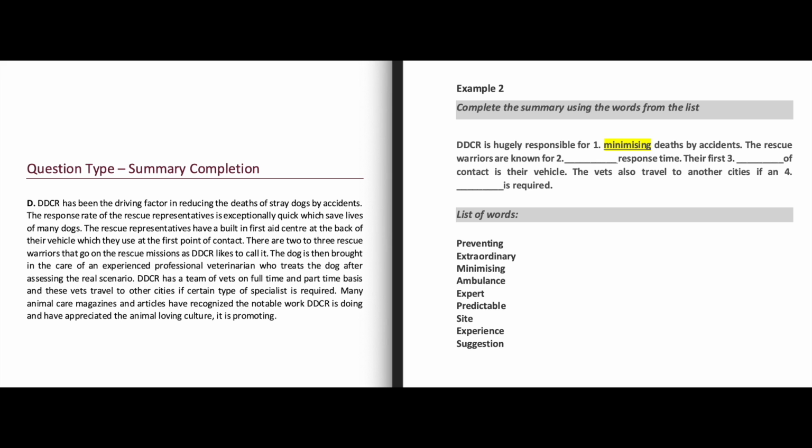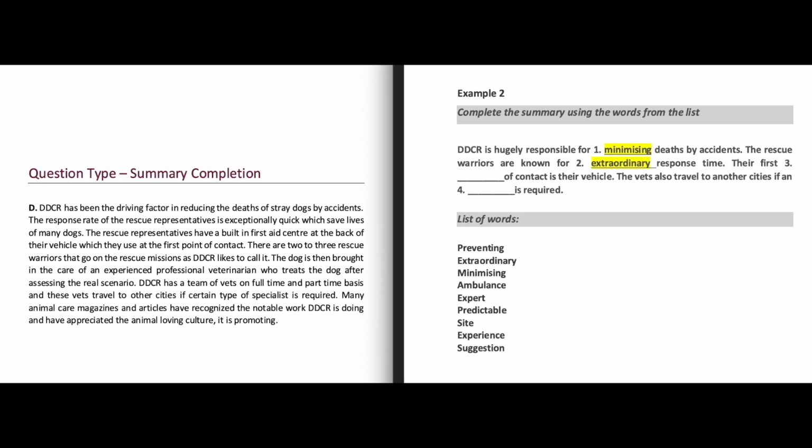Similarly, if you look at the second line, it says the rescue warriors are known for dash response time. So now we know that they have an exceptionally quick response time. So we have to look for a meaning which is similar to exceptionally. So if we go through the list, first one was preventing. So no, this could not be the correct answer. Second is extraordinary. Well, that's correct, because extraordinary does mean exceptional. Yes, the second blank would be extraordinary. So the correct answer would be the rescue warriors are known for extraordinary response time.